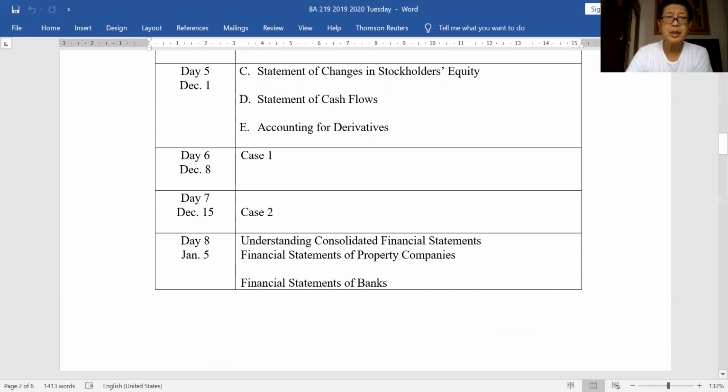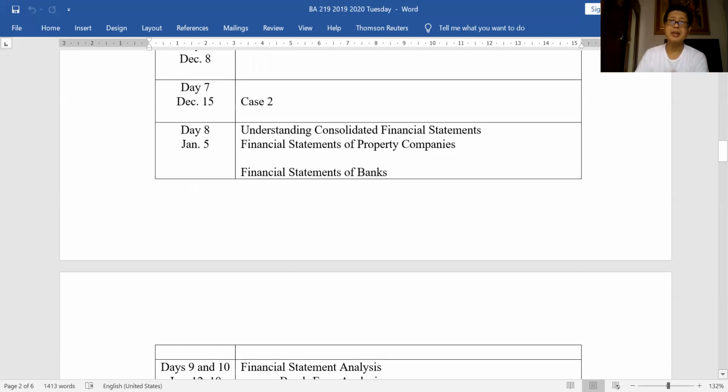And then as discussed, we will be discussing the financial statements of consolidated conglomerates, and in that regard, we will be dealing with consolidated financial statements. We will also talk about the financial statements of property companies and of banks.